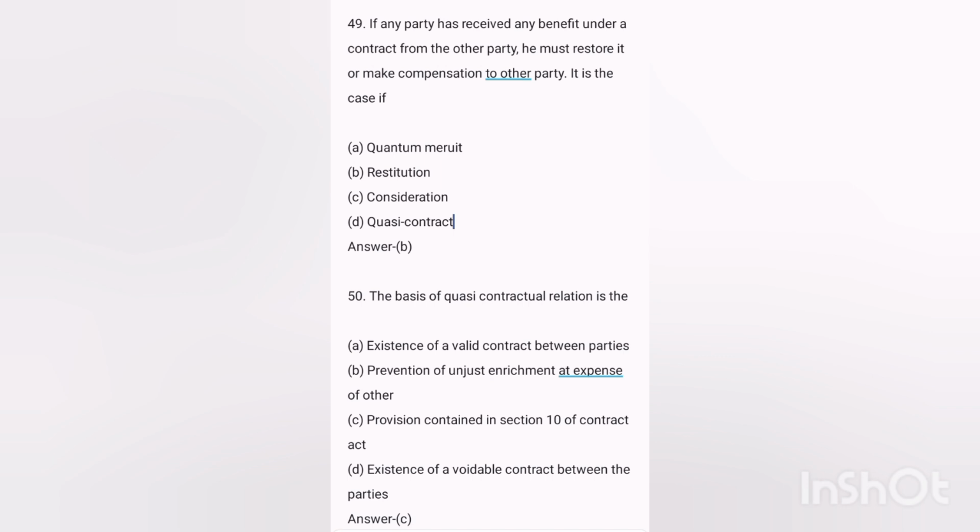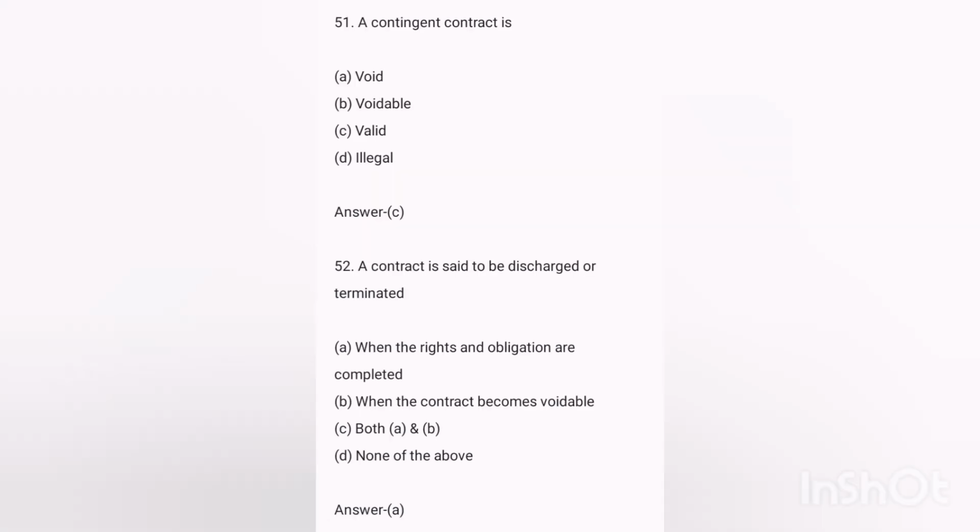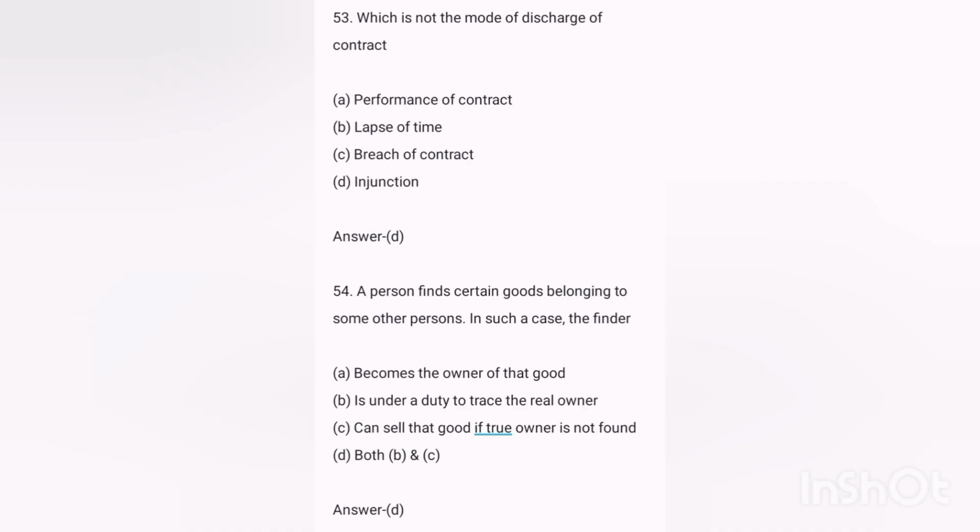Next, the basis of quasi-contractual relation is, answer was C, provision contained in Section 10 of the Contract Act. Next, a contingent contract is, answer was C, valid. Next, a contract is said to be discharged or terminated. Answer was A, when the rights or obligations are completed. Next, which is not a mode of discharge of the contract? Answer was D, injunctions.